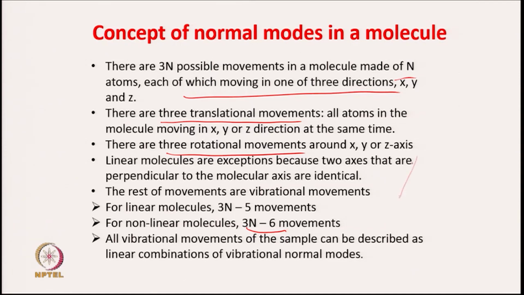For a linear molecule, there is a bit of an exception, because the 2 axes perpendicular to the molecular axis are identical, and that is why they have only 2 rotational movements. And so, the total number of normal modes of vibration for a linear molecule is 3n minus 5. All vibrational movements of the sample can be described as a linear combination of vibrational normal modes.